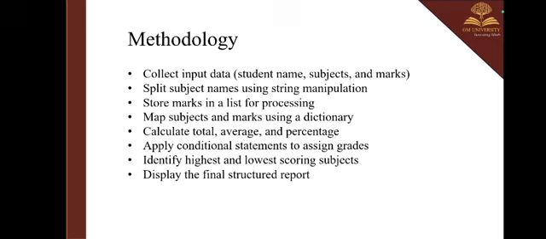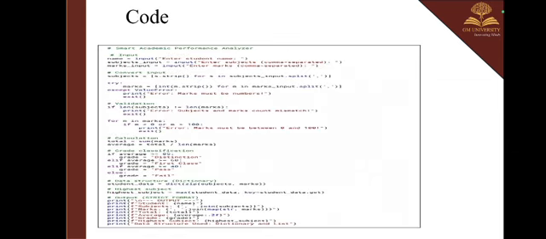If we explain it point-wise: first, it will collect the data like student name, subject and the marks, and split the subject names using string manipulation. Store the marks in a list for processing, map subjects and marks using the dictionary, calculate the total, average and percentage, apply conditional statements to assign grades, identify the highest and lowest scoring subject, and display the final structured output. Next is the code.